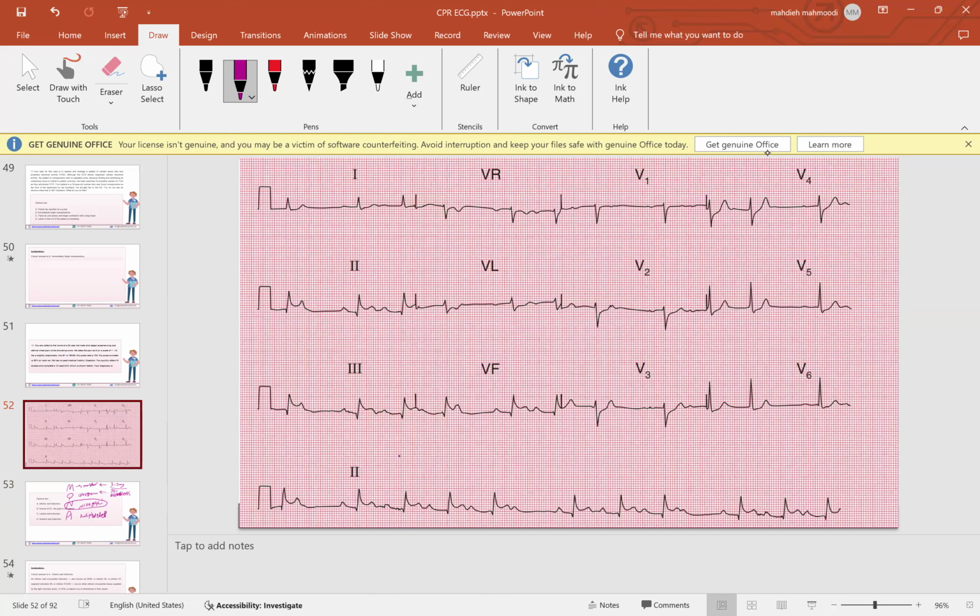Except STEMI, there are 2 other problems in this ECG. Anyone can tell me? AV block, ma'am. AV block. Which type? First degree.